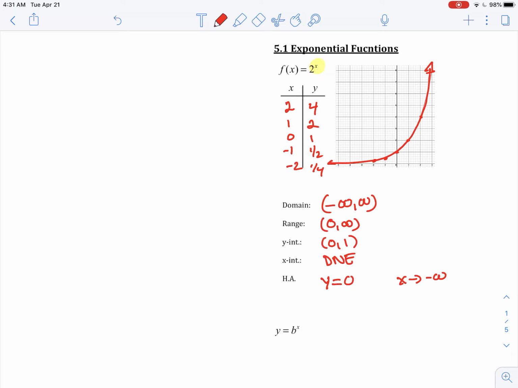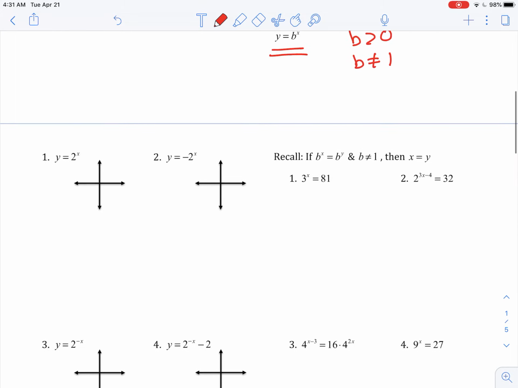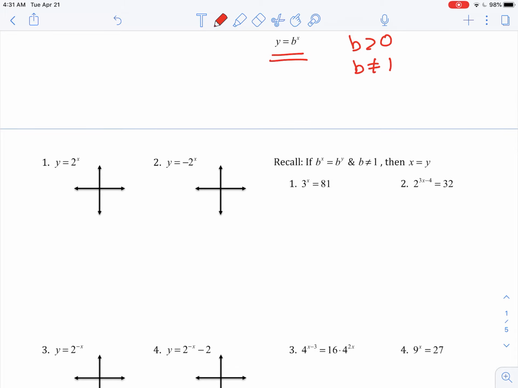We are going to be looking at some exponential functions in the form y = b^x, where that base is always going to be greater than 0 and not equal to 1. So let's look at a couple of different graphs here.